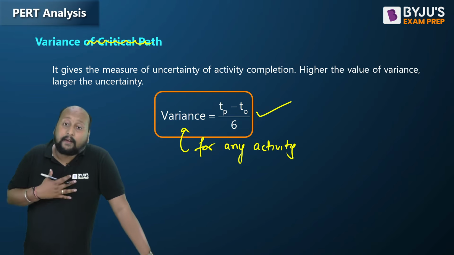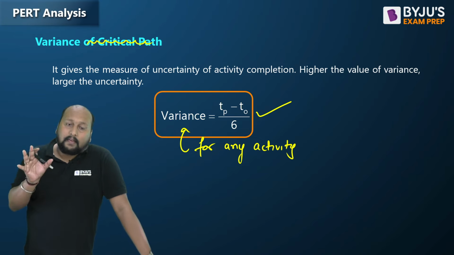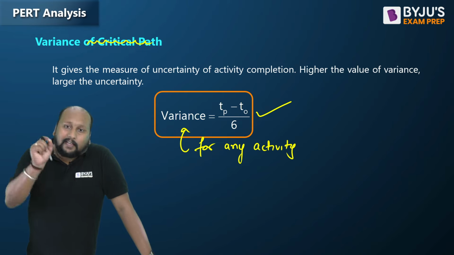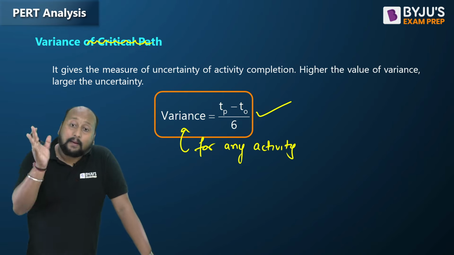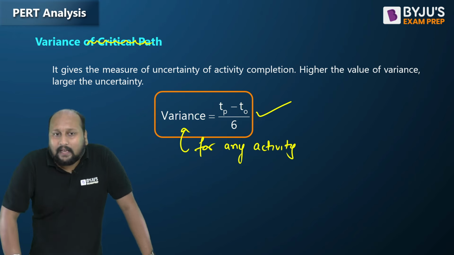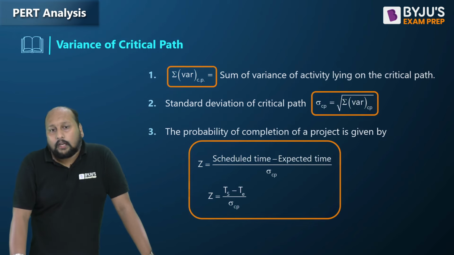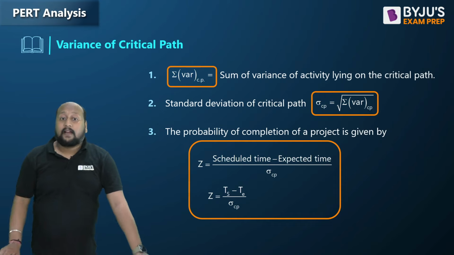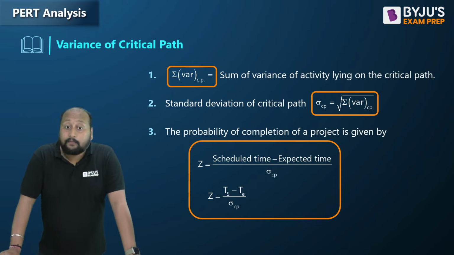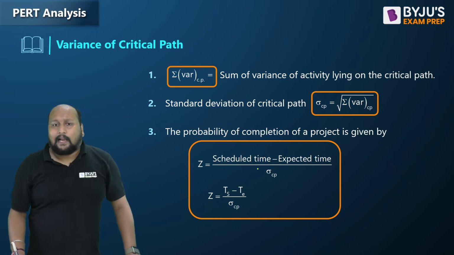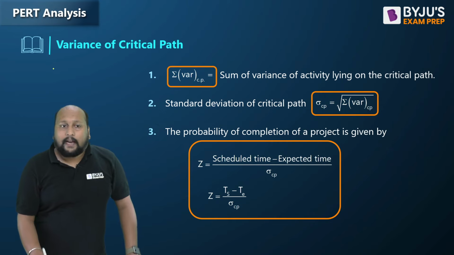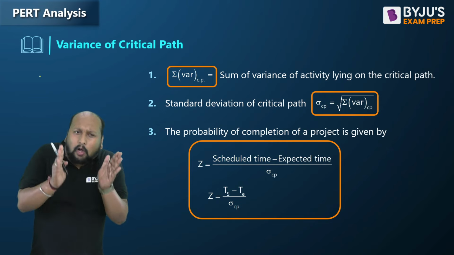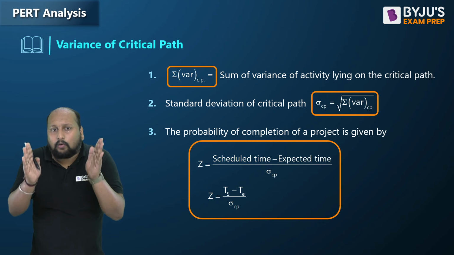But if I want to calculate it for the entire project, what will be the variance? For that, I need to identify the critical path. The critical path we have already identified as the longest time-taking path, or the minimum time to complete the project. Once we are done with the variance calculation, we try to identify the variance of the critical path, the standard deviation and the probability. To get the variance along the critical path, we add all the variance values only for the critical path.